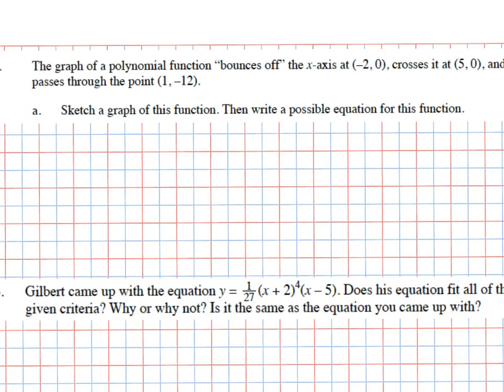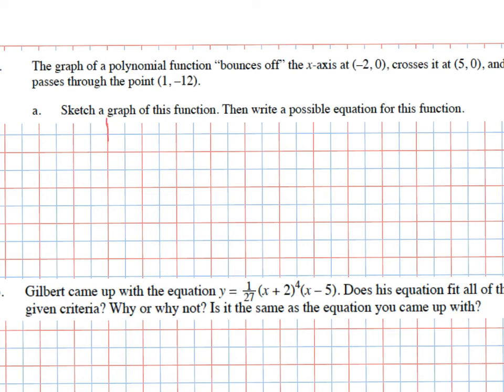Moving on to the next question. The graph of the polynomial bounces off the x-axis at negative 2, 0, crosses at 5, 0, and then passes through the point 1, negative 12. Sketch a graph and write a possible equation for this function.